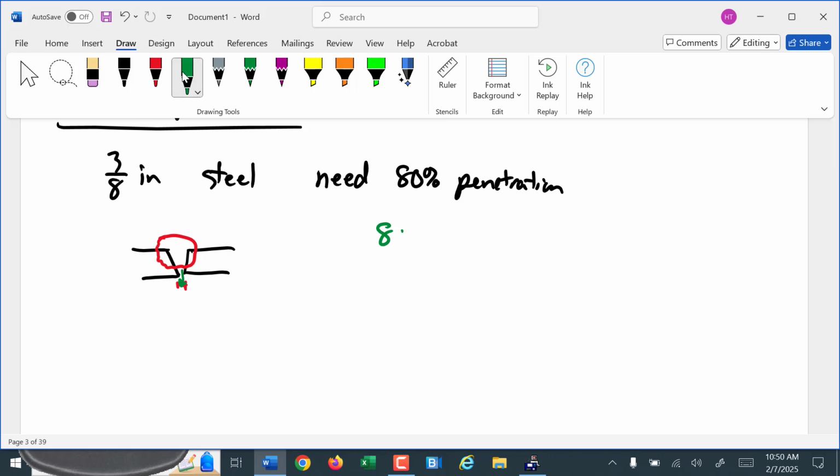I'm going to set it up with the proportion. So it'll be 80 out of 100. Now the 3/8 is the full amount. That is the 100%. That would be the full thickness. So that goes on bottom.